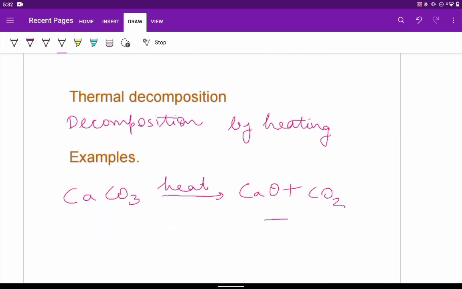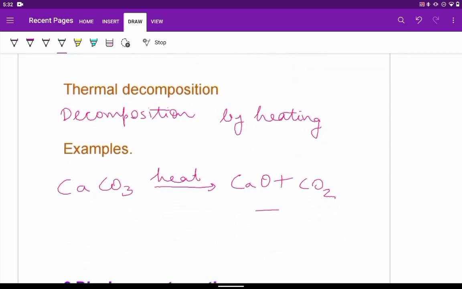Now when the decomposition takes place by heating, it is known as thermal decomposition. Decomposition in the presence of heat. Due to heat, decomposition takes place, like CaCO3, limestone. On heating it gives CaO, calcium oxide. So calcium carbonate on heating gives calcium oxide and carbon dioxide. CaCO3 gives CaO plus CO2. Decomposition of calcium carbonate to calcium oxide and carbon dioxide on heating.